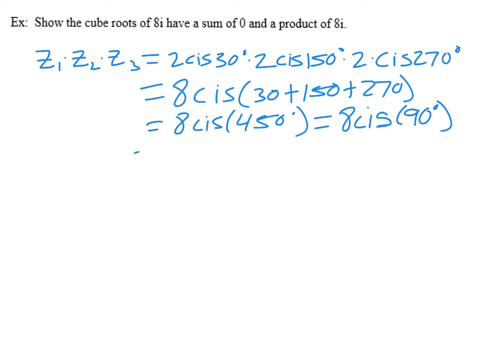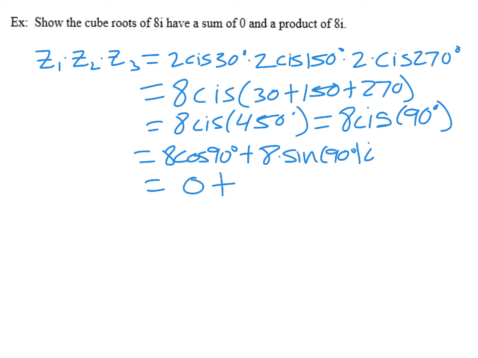Let's take it all the way. 8 cosine 90 plus 8 sine 90 times i. Cosine of 90 is 0. Sine of 90 is 1. Sure enough, there you go, right? Our math all checks out. We multiplied those 3 cube roots together, and we got the original number that we started with.